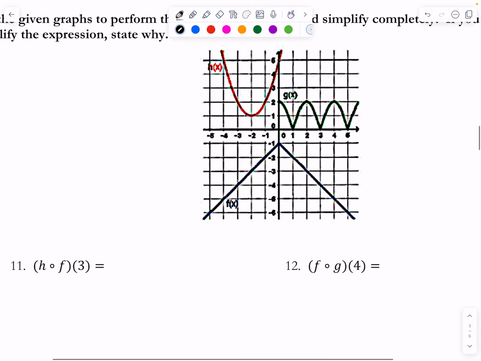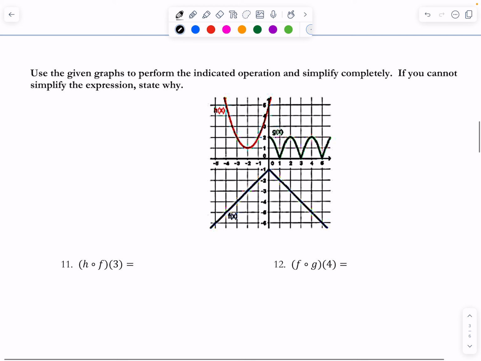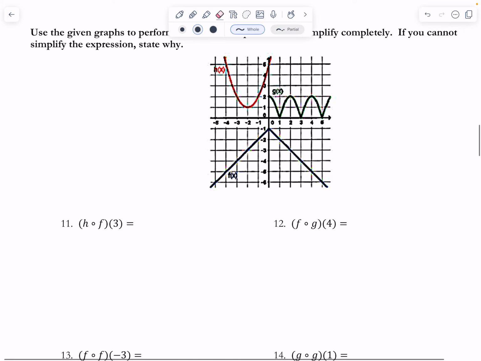Okay, last page. Now, last page is going to feel very similar, but instead of having a table to find those x and y values, we're going to use these graphs. So we've got h of x is that parabola in red, g of x is that curve in green, and then we have f of x, the absolute value function in, looks like, blue.